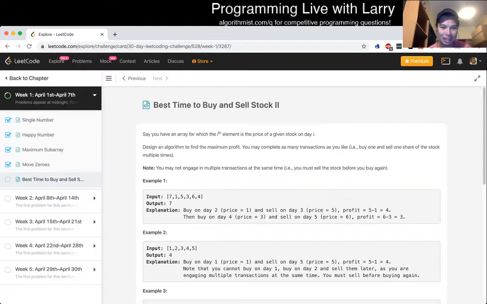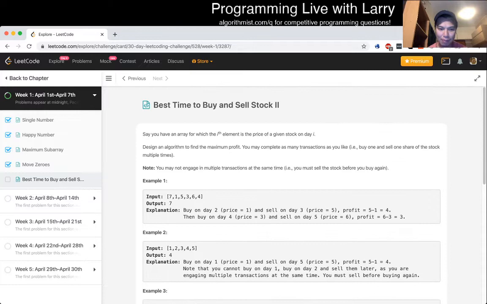Okay, what's today's problem? Best Time to Buy and Sell Stock II. Also a problem that's already been on LeetCode, though I don't remember it. You have an array for which the ith element is the price of a given stock on day i. Design an algorithm to find the maximum profit. You may complete as many transactions as you like, i.e. buy one and sell one of the stock multiple times. You may not engage in multiple transactions at the same time. You must sell the stock before buying again.